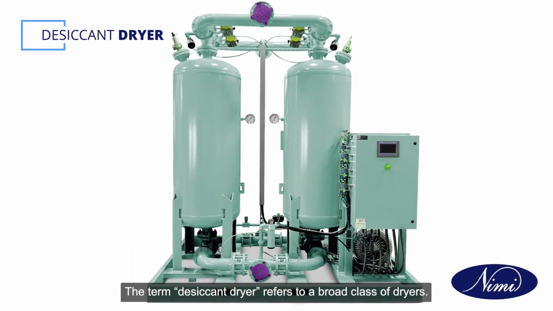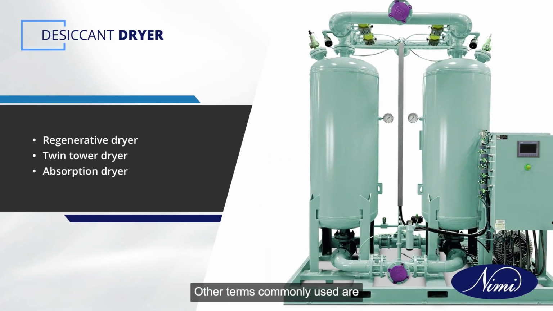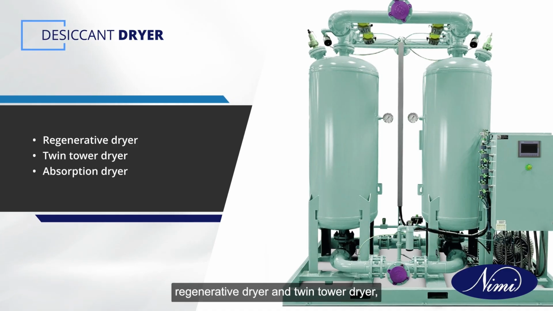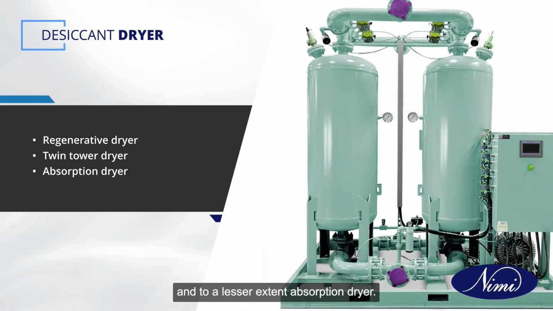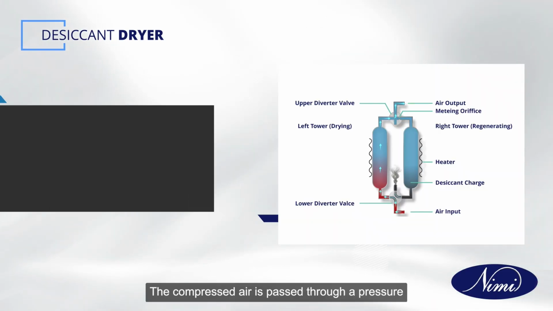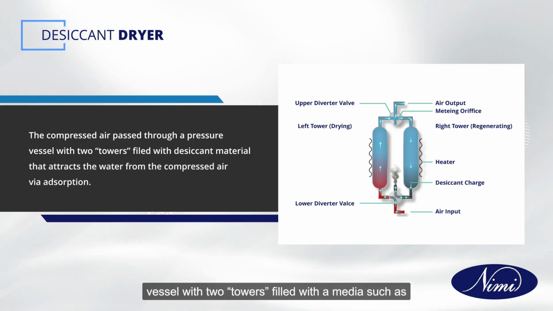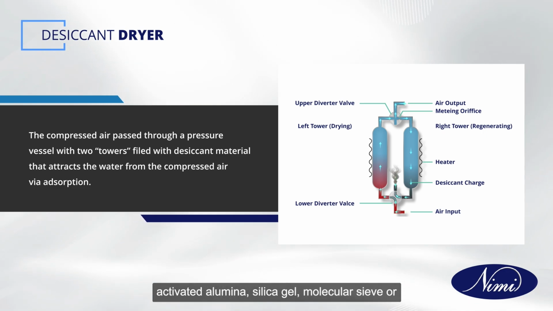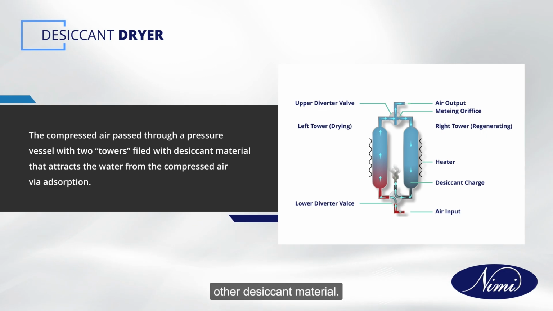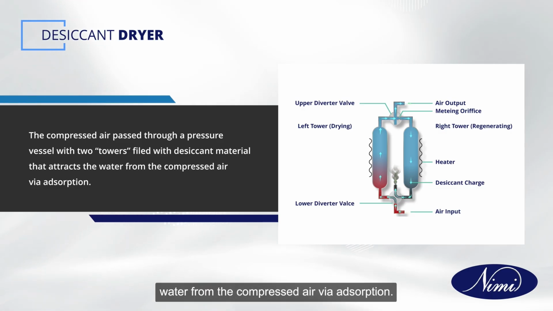The term desiccant dryer refers to a broad class of dryers. Other terms commonly used are regenerative dryer and twin tower dryer, and to a lesser extent adsorption dryer. The compressed air is passed through a pressure vessel with two towers filled with a media such as activated alumina, silica gel, molecular sieve or other desiccant material. This desiccant material attracts the water from the compressed air via adsorption.